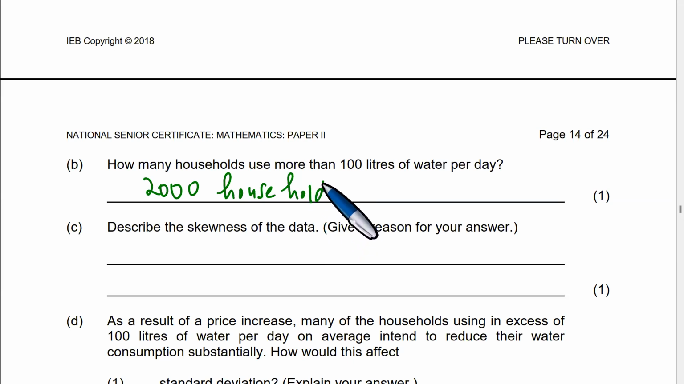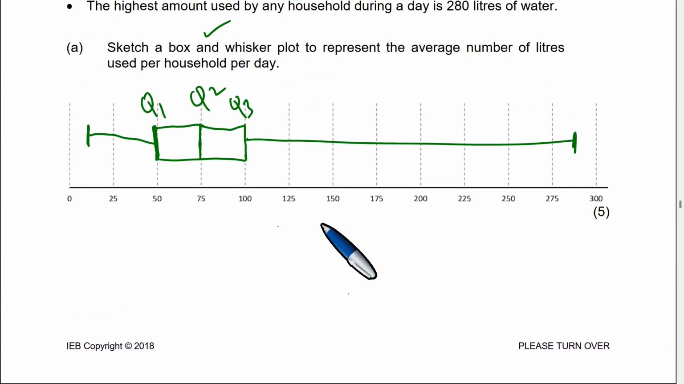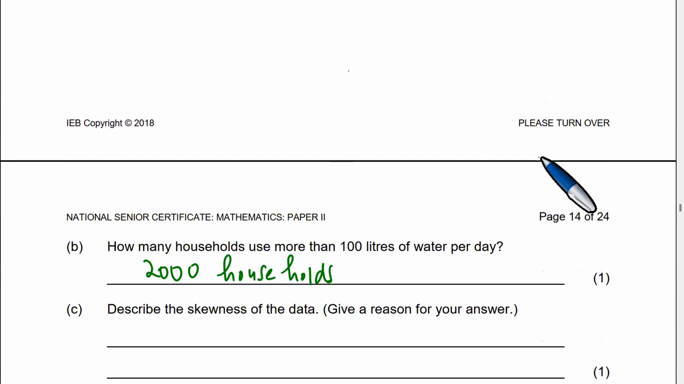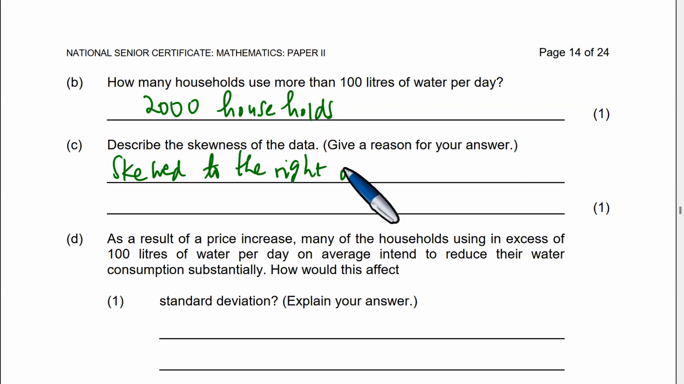Describe the skewness of the data. Obviously you can see that this data has a longer stretch, a longer leg towards the right, and therefore we say it is skewed to the right, or it is positively skewed, because of the longer arm towards the right.